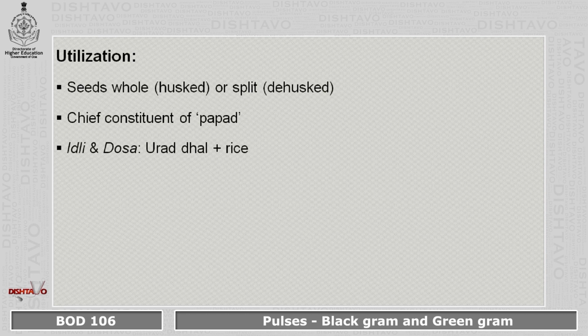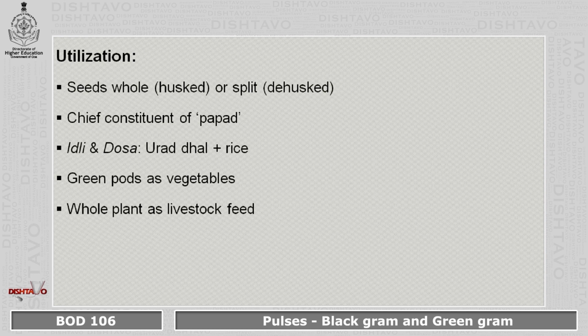Then green pods are used as a vegetable, but not that popular because they are a little bit hairy in nature. And the whole plant is very important livestock food, because cattle like almost all legumes or these pulse plants very much. This plant can also be used as a soil restoration plant, because they are very important in nitrogen fixation, so they increase the fertility of soil.